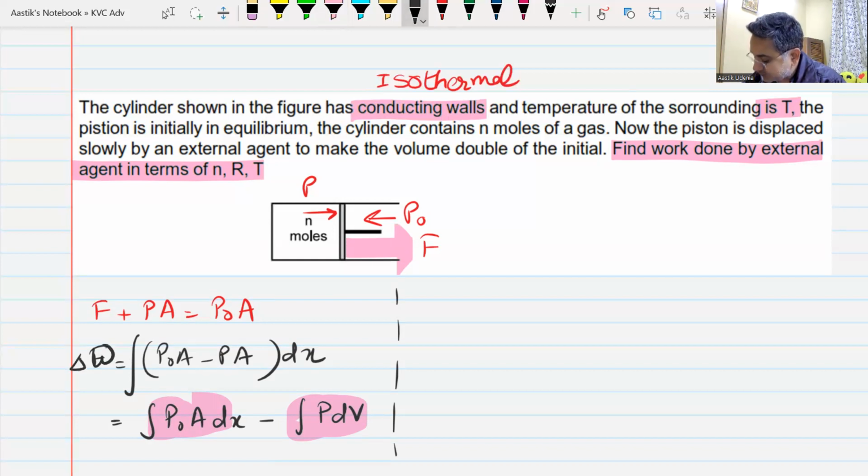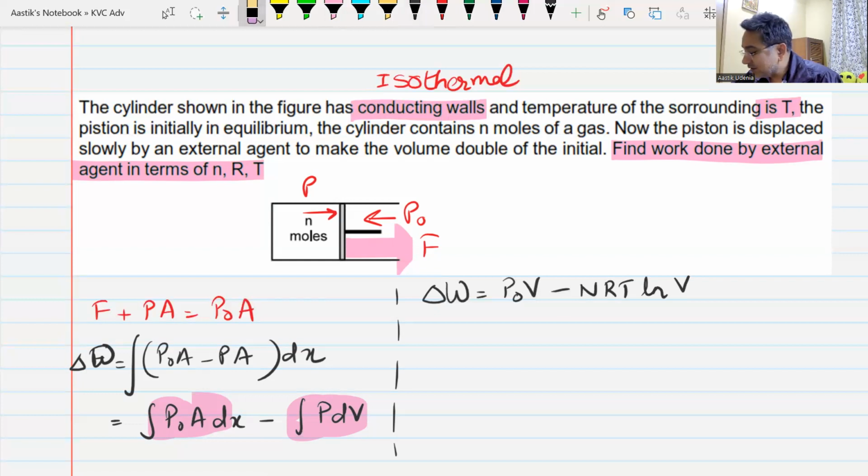Do we understand this? Yes. So the work done will be P naught into change in volume. Change in volume is V. Yes or no? Yes, sir. Minus this will be nRT into natural log of final volume, which is 2V, over initial volume, which is V. So it becomes minus nRT ln of 2. Do we understand this? Yes, sir. This is how this question is done.